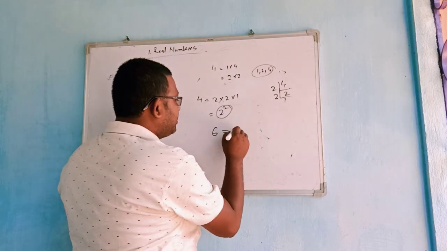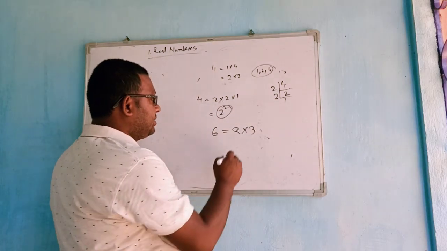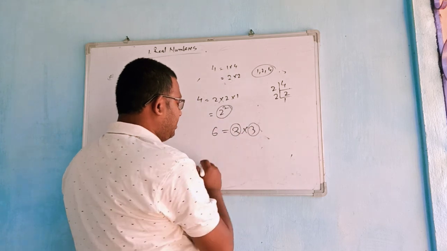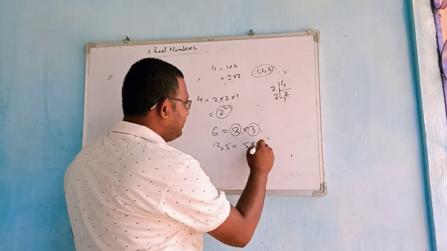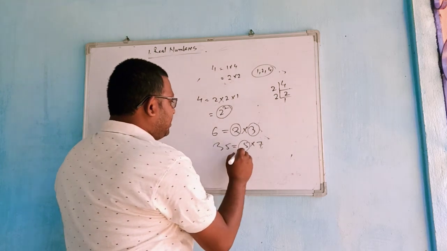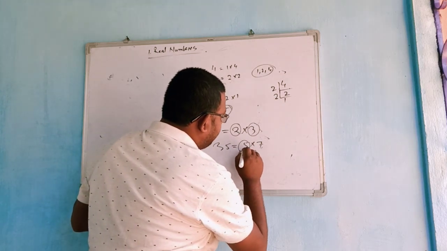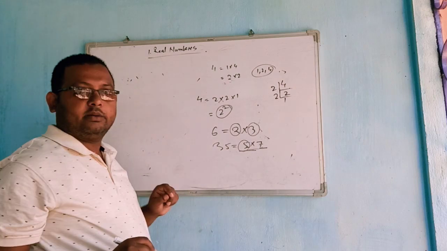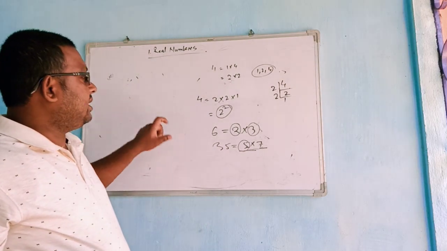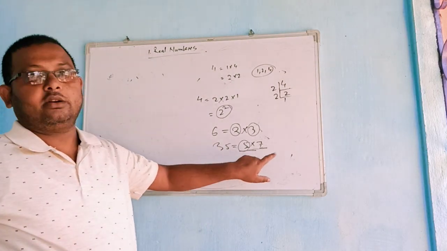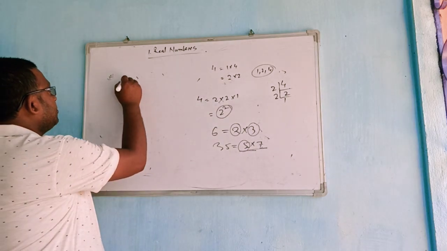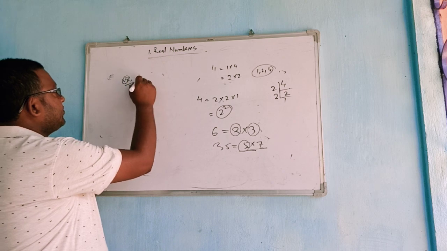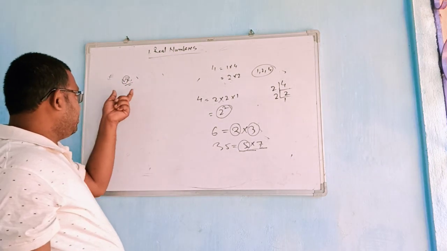Again 6 equals 2 into 3. 2 is a prime number, 3 is also a prime number. Suppose 35 equals 5 into 7. So obviously we can see that 5 and 7 are both prime numbers. So any composite number can be expressed as a product of primes. Root 2, root 3, root 5 we can prove later.